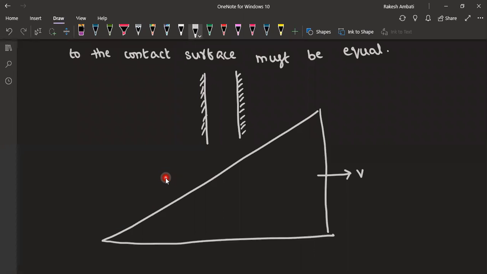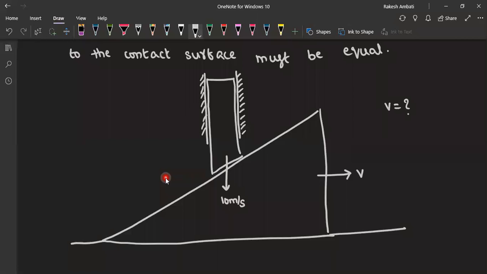And in between them, we have a rod. In the question, this rod is moving down with 10 meter per second. Find v, the velocity of the wedge. And this angle is 37 degrees.